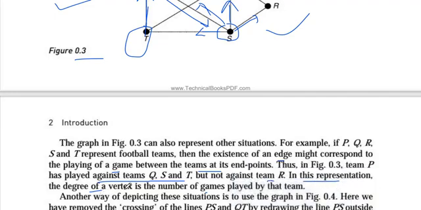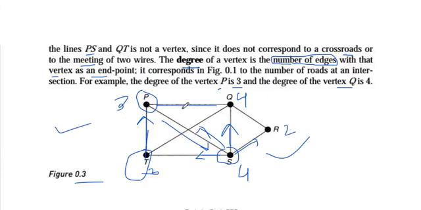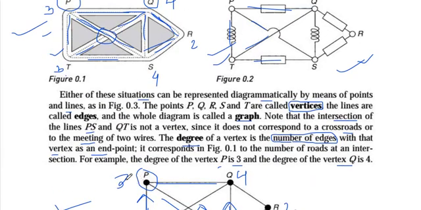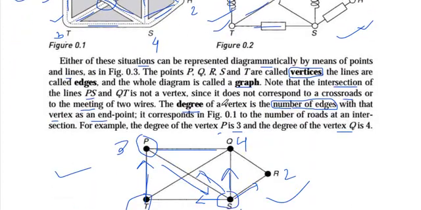In this representation, the degree of a vertex is the number of games played by the team. P has played with 3 teams, so the degree of vertex P is 3. Q has played with 4 teams, so its degree is 4. S also has degree 4. R has played with 2 teams and 3 teams. Here you can see that in all 3 of these graphs the degrees of the vertices are the same, and the representation is also the same.